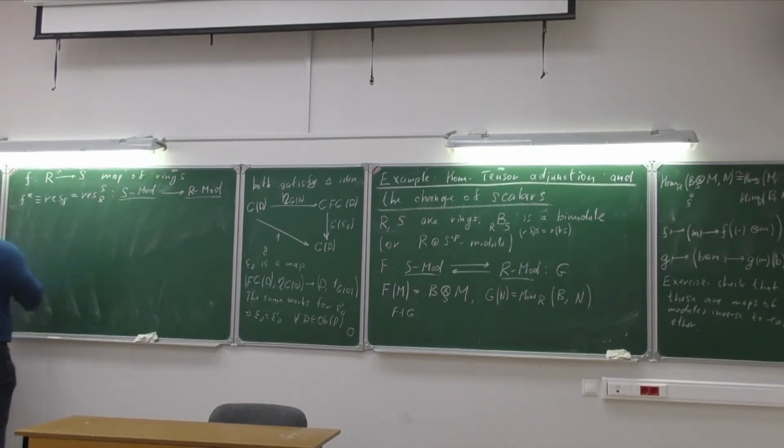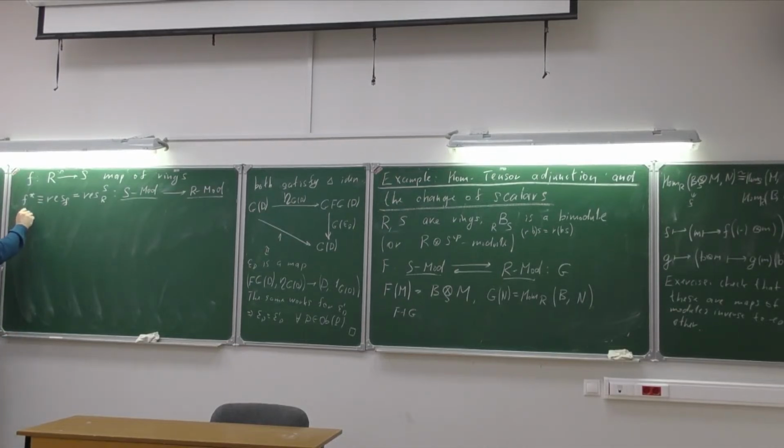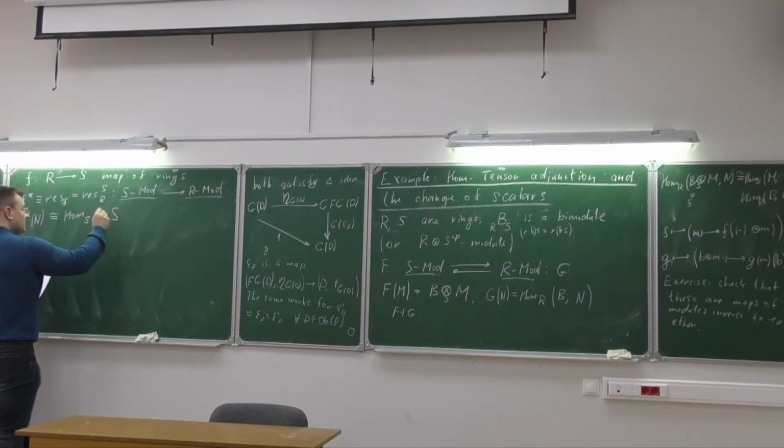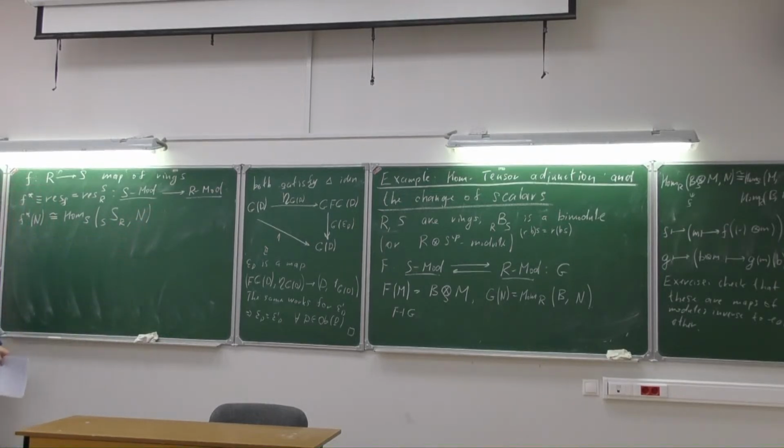So interesting that I can write this functor, so I'm going to use the first notation, F with the upper star of N. You can write this as a Hom over the ring S, where the first argument is the bimodule S, where I put the S-module structure on the left and the R-module structure on the right.